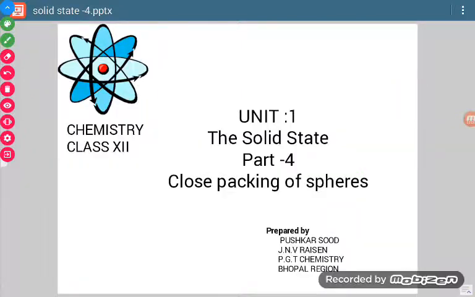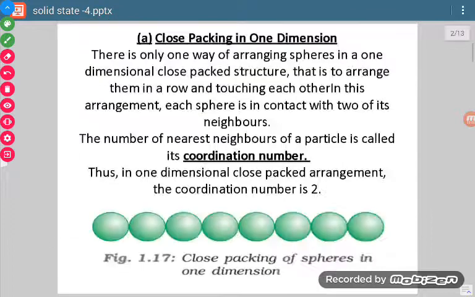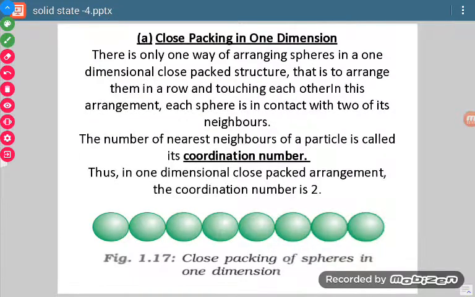So today we are going to discuss the next portion of our first unit, close packing of spheres. Now close packing of spheres can be done in three ways: one in one dimension, second in two dimensions, and third in three dimensions. So let us first do it for one dimension.